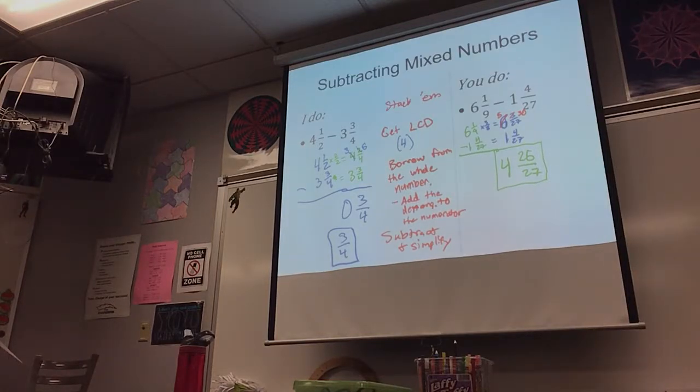The LCD is 27, right? Which part? What's the LCD between 9 and 27? What's the least common denominator? 27. So what do you need to do for this one? You scale it up, right? So how do you scale 6 and 1/9 up to be something like 27? Multiply by 3 over 3. Okay, so that's what you need to do. And then you get, notice the blue writing, 6 and 3/27 minus 1 and 4/27.